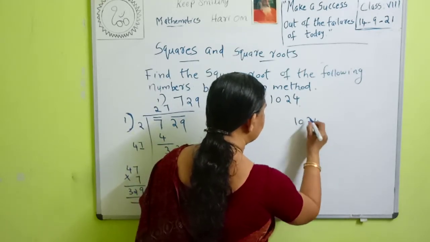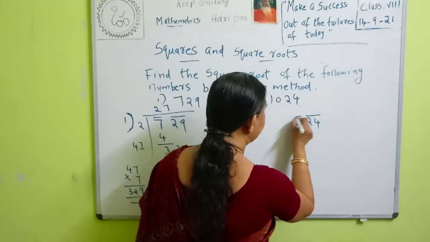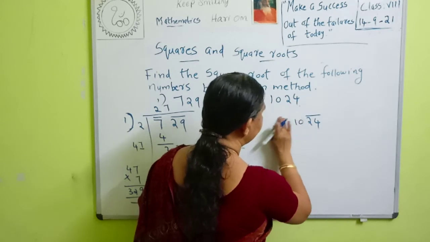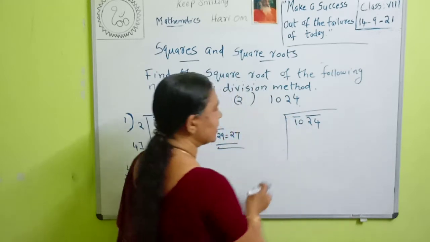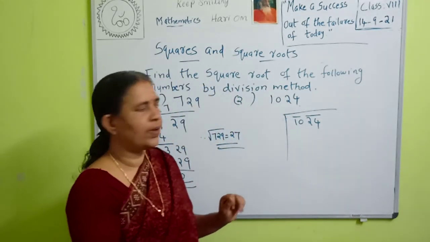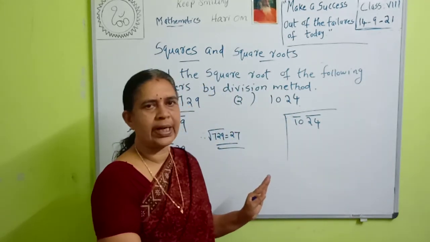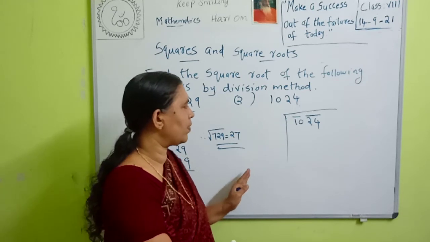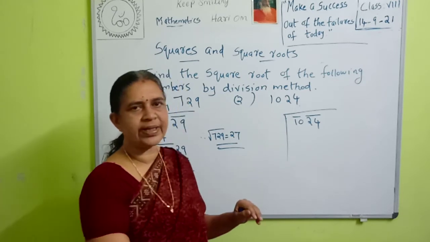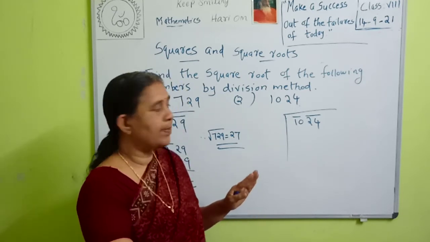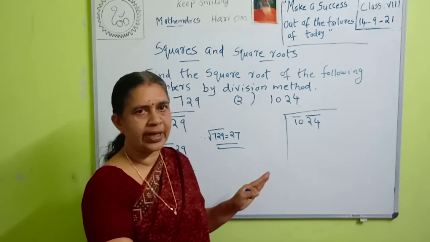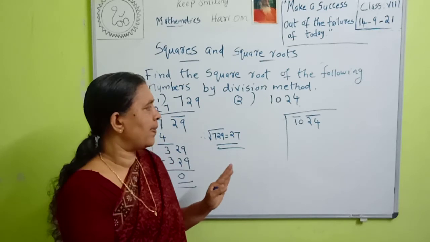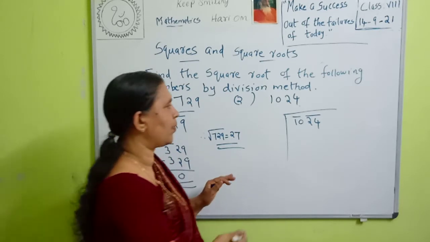1024. Here also we can write the numbers in pairs. Then here, is 10 a perfect square number? 10 is not a perfect square number. Then what we do? We find a perfect square number below 10. What is the perfect square number below 10? 9. Okay. Then what is square root of 9? Square root of 9 is 3.